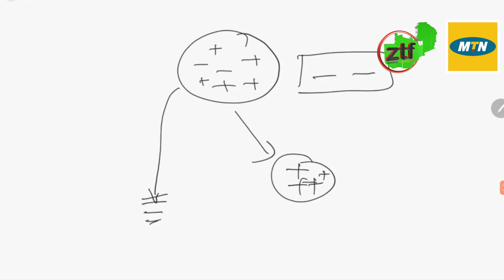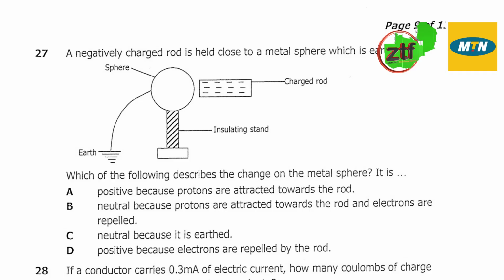Remember that in this particular scenario, protons, the positively charged particles, are not moving. What is moving is electrons, and so they are causing an excess of positive charges on this sphere as the electrons are repelled to the earth. So the correct answer is: the sphere becomes positive because the electrons are repelled by the rod. Question 28.